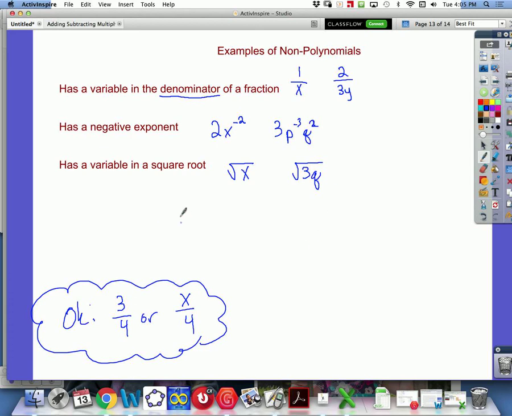So if they give you a problem, 2x squared plus 3 over x plus 2, and they say, is that a polynomial? The answer is no, because we can't have that in the denominator. So even though this one's okay and this one's okay, as soon as we have one that's not okay, the whole thing is not a polynomial. So you have to keep an eye out for these negatives.